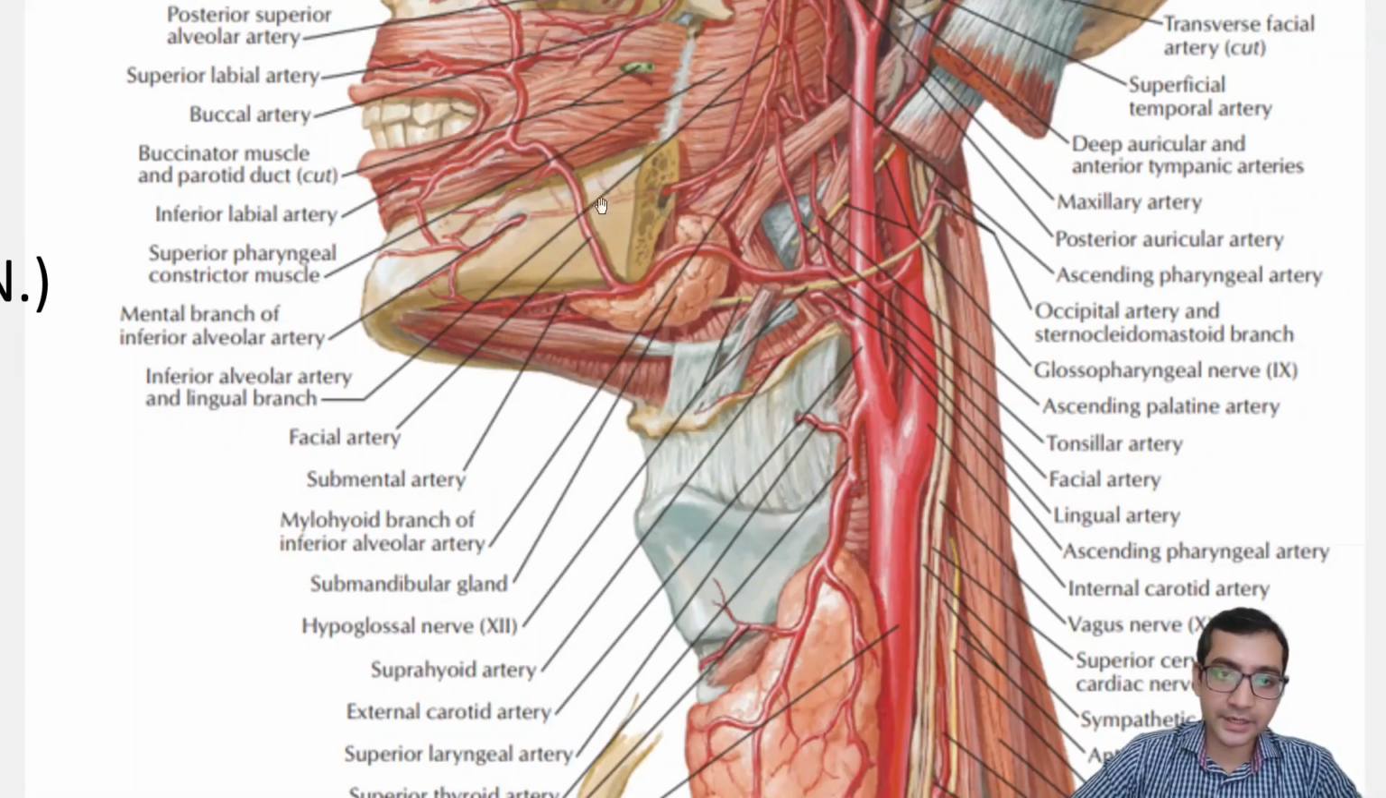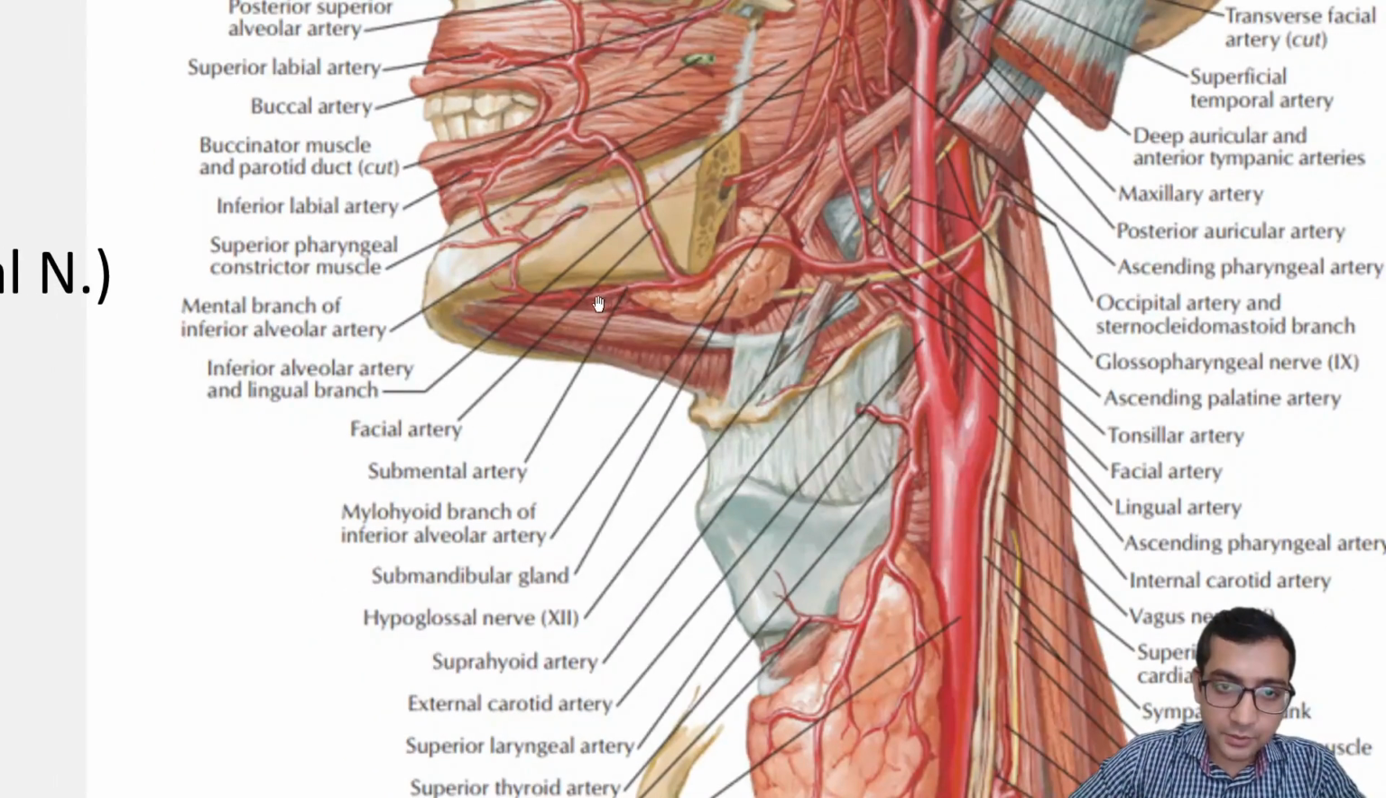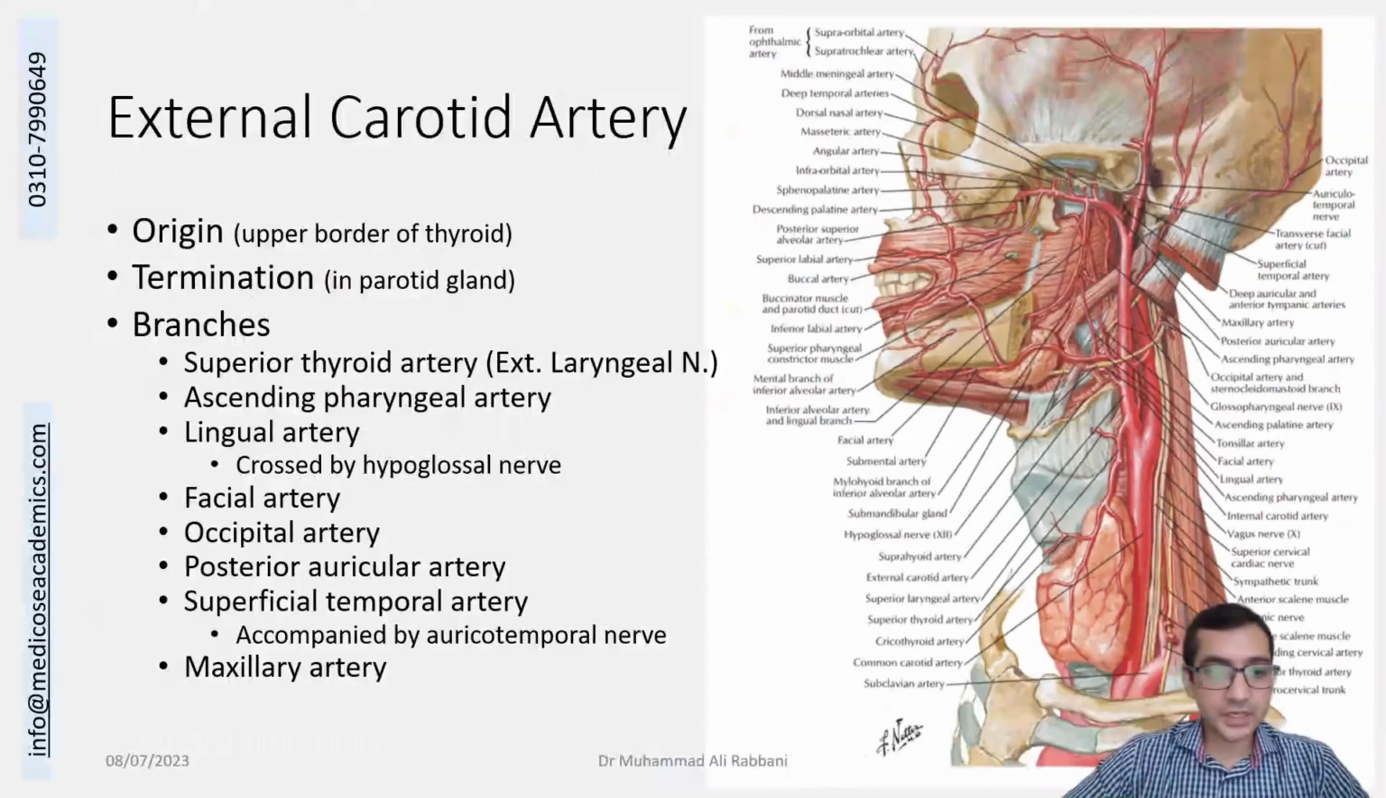And before actually entering the face, it gives rise to this artery. This is the artery that moves all the way here and supplies the area at the lower margin of the mandible. That is known as the submental artery because it is going to the submental triangle. So these are the branches of the facial artery that we forget to talk about because we are so fixated on the facial artery being on the face. So this is the facial artery.